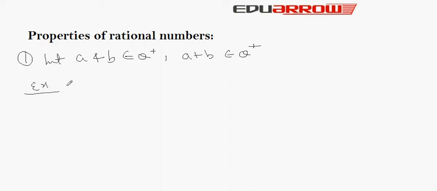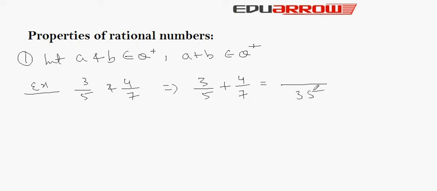Let 3 by 5 and 4 by 7 be two rational numbers. Now, if we add them, 3 by 5 plus 4 by 7, that is 21 plus 20 over 35, that is 41 by 35. That is also a rational number.